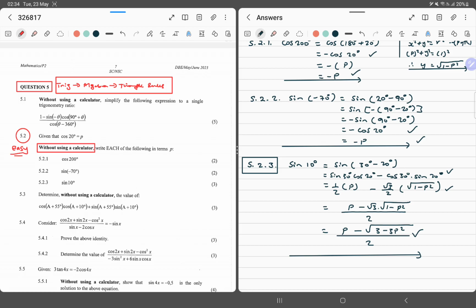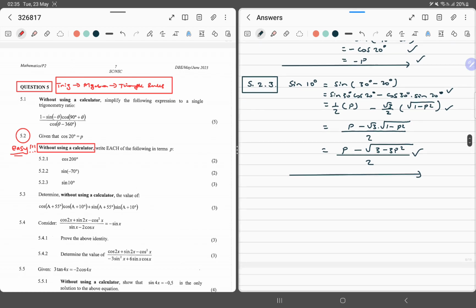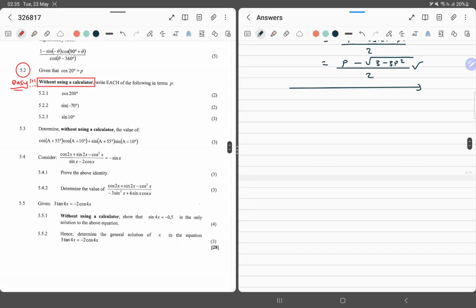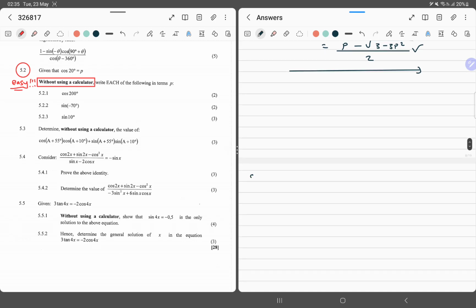Take full marks there. There's no need to lose marks. If you lose marks, it means you're not a math student. You are bunking school. So don't do yourself a favor.